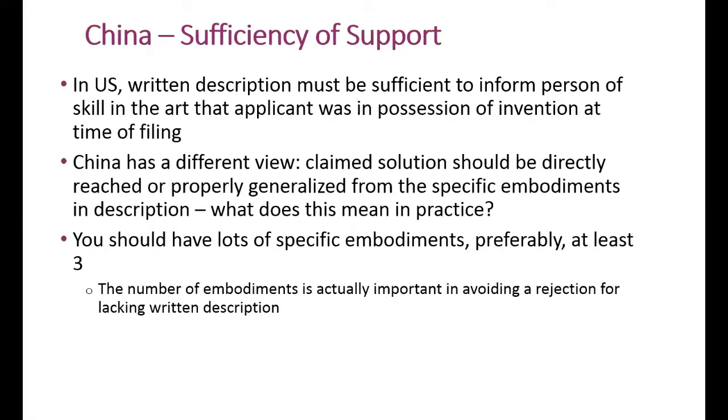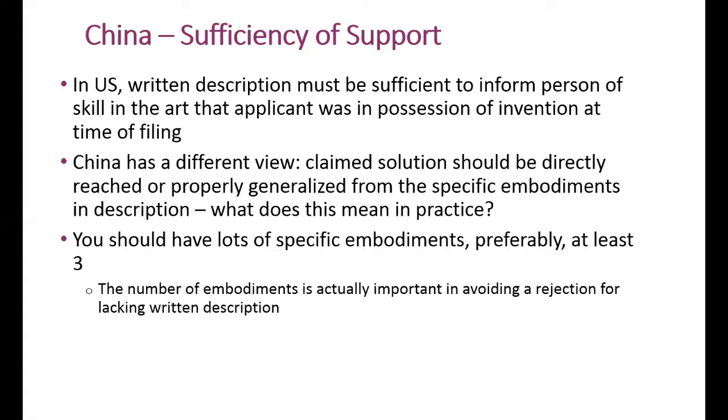In China, they have a slightly different view of support than in the US. In the US, there's a written description requirement for the specification. Basically, what you put in your specification should inform a person of skill in the art that you had possession of your invention at the time of filing. So it should have sufficient details about the components and maybe how to make them. Things like that tend to show that you had possession of the invention. China has a slightly different view. They believe that the claim solution should be directly reached or properly generalized from the specific examples in the description. So there's a big focus in China on the examples.